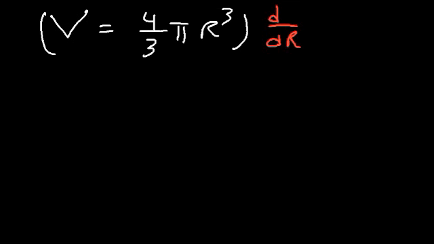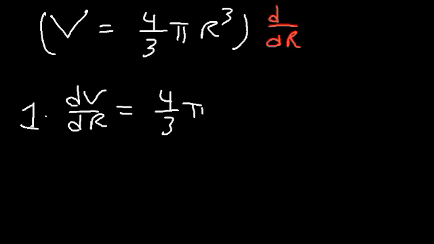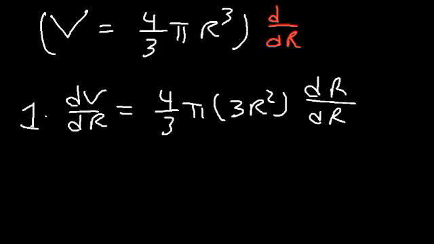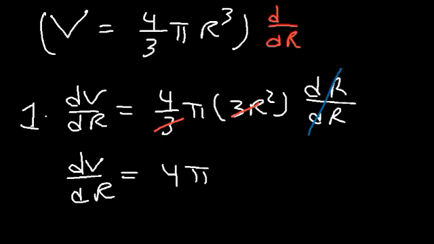The derivative of v with respect to r is 1 times dv dr. The derivative of r cubed with respect to r is 3r squared times dr over dr, which cancels. The 3's cancel as well. So then you can see that dv over dr is equal to 4 pi r squared.